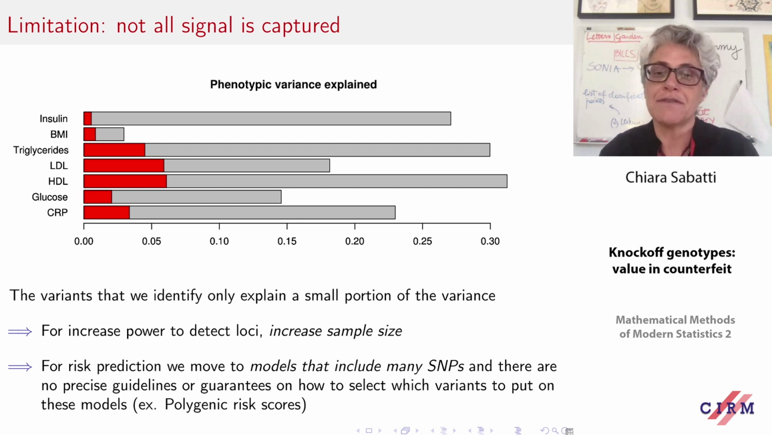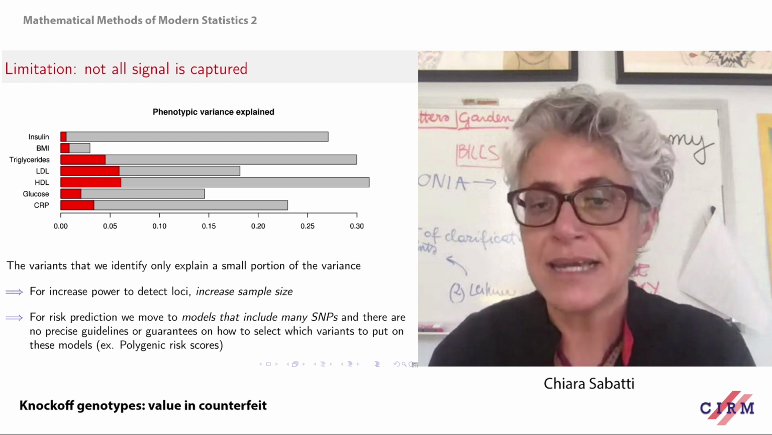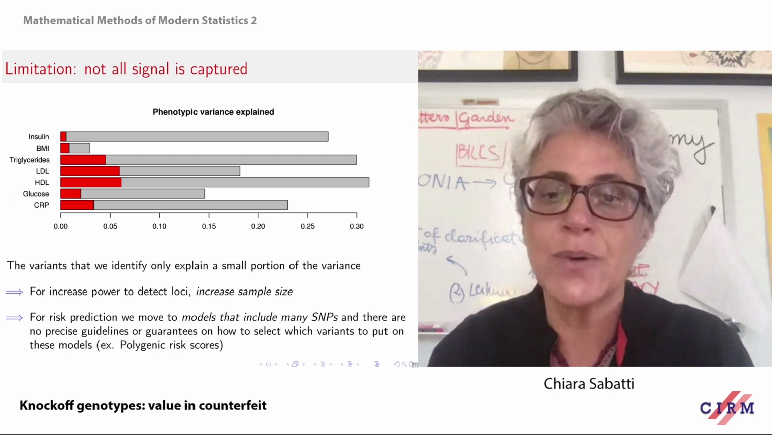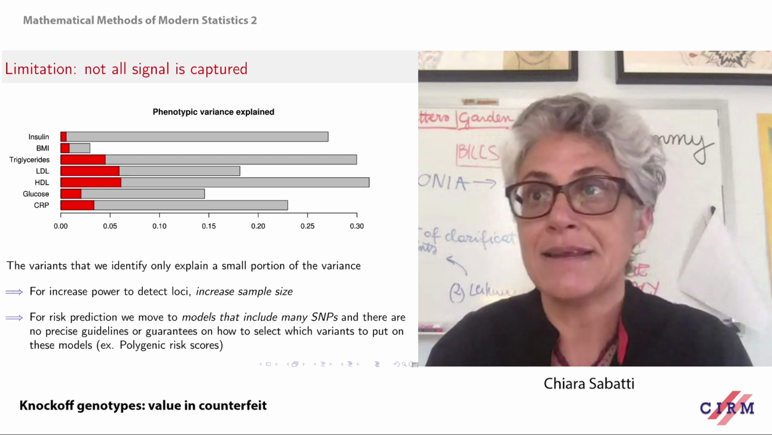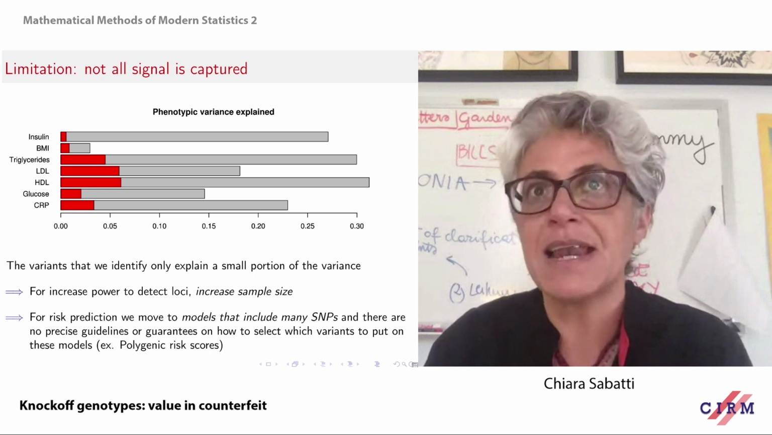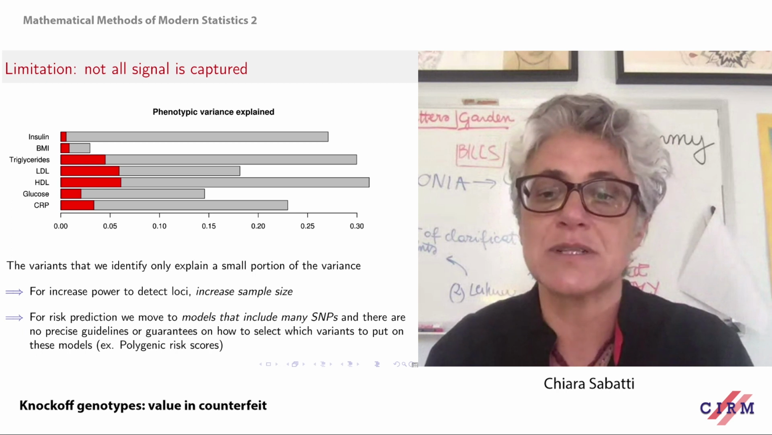The solution of the field to this problem has been to increase the sample size. Undoubtedly, increasing the sample size increases our power to detect loci. This data set that I am showing you only had 5,000 individuals. Nowadays, we fairly often have data sets in the 50,000, 100,000 individuals.